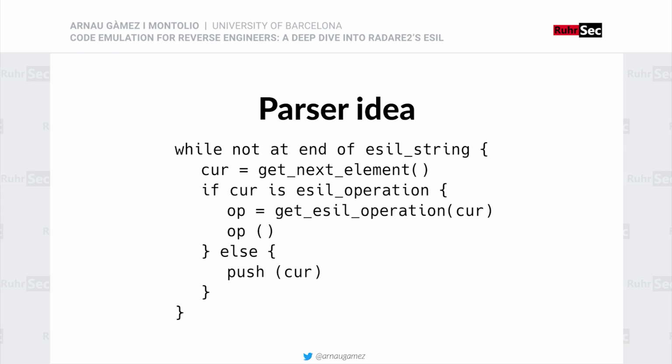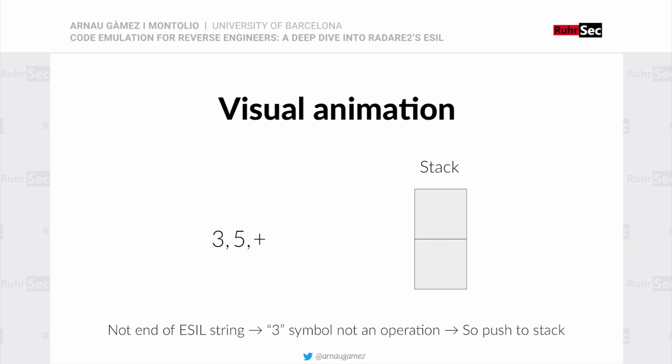As you can see, we just start reading the ESIL string, and we get the next element. If this is an operation, then we perform the operation. Otherwise, we just push that element to the stack. Please notice that when we encounter an operation and we perform it, it will pop the previously pushed values, the symbols in that terminology, and use those as operands. And here you have an animation of that. Here, 3, 5, plus sign is just a valid ESIL expression. Very, very easy, but it will serve as our example for the sake of simplicity.